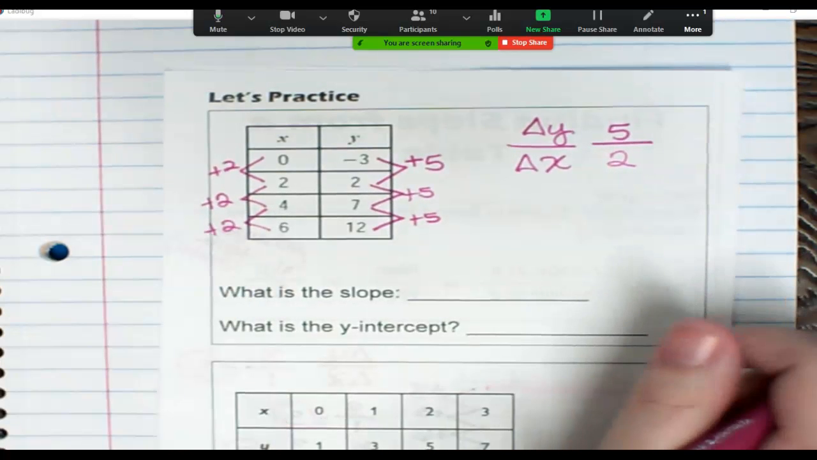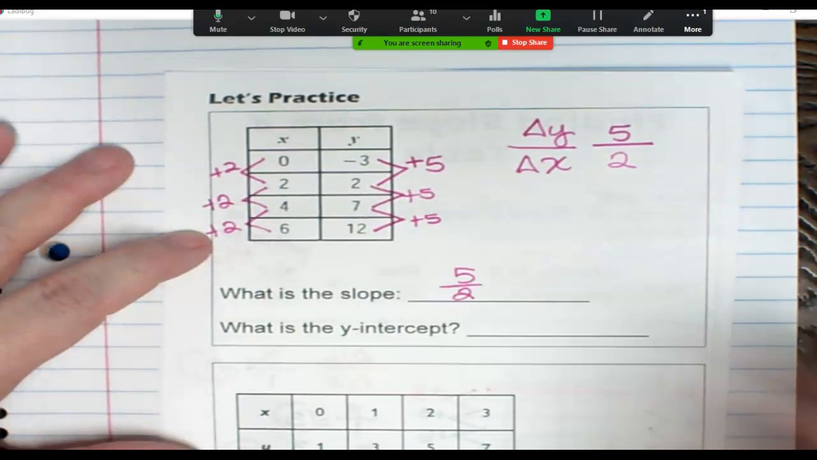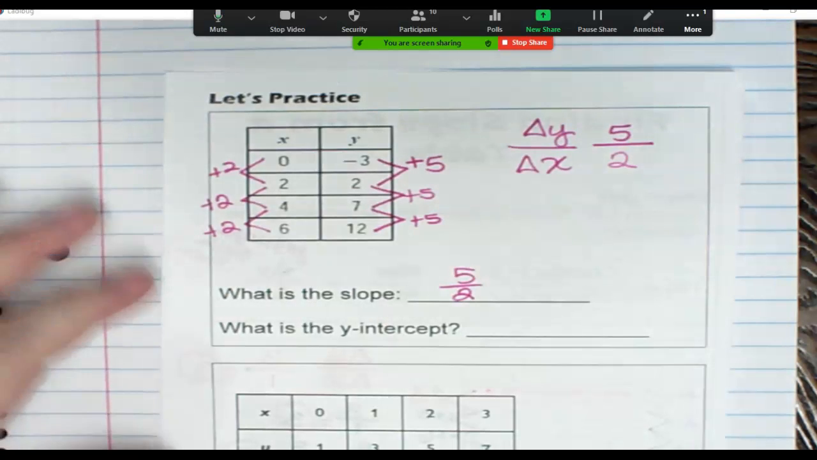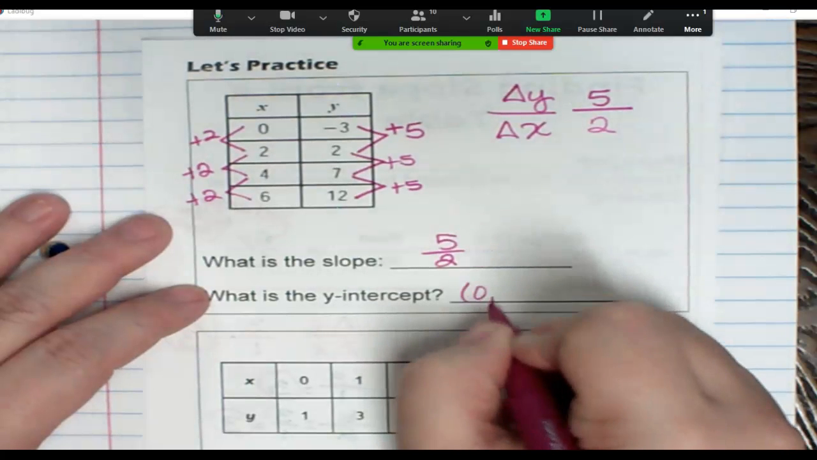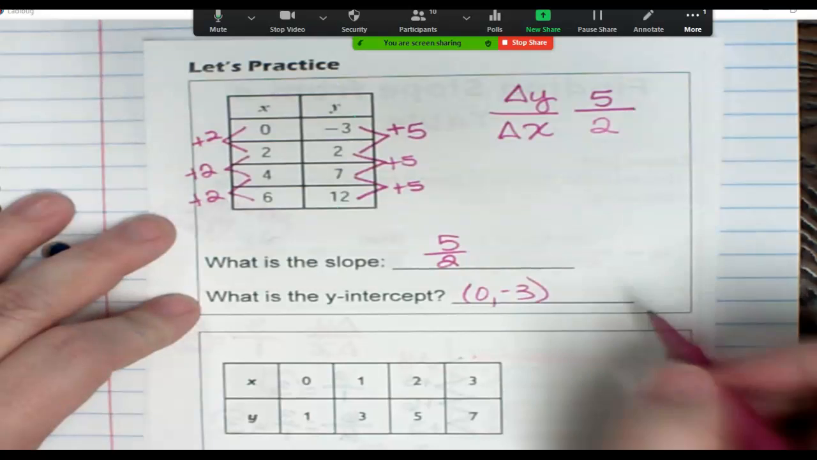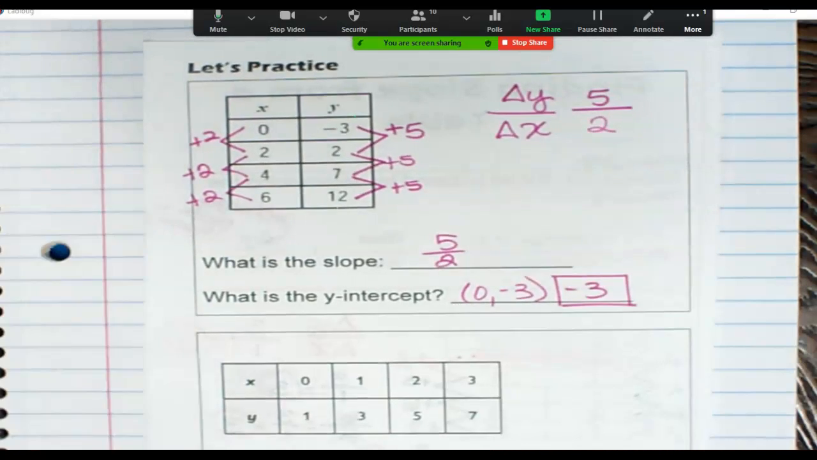So what's my slope here? 5 over 2. Can I simplify that anymore? No. What is my y-intercept? It is the ordered pair of 0, -3. So my y-intercept is what y value? -3. Very good. Any questions so far?